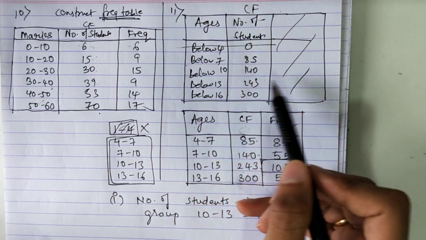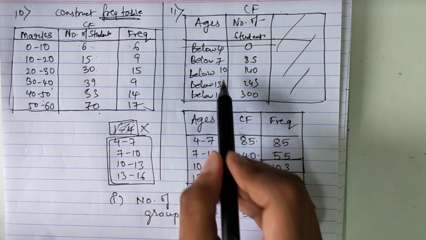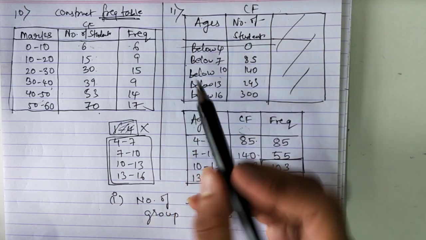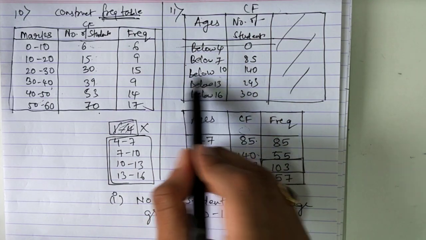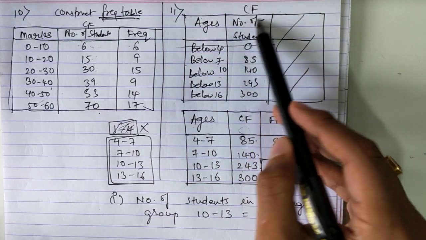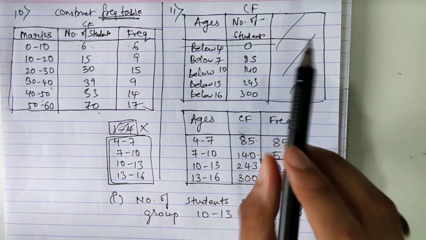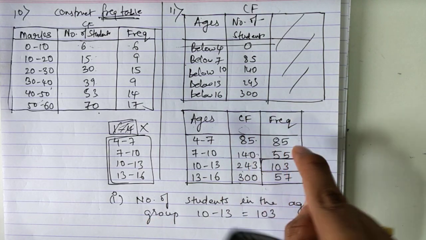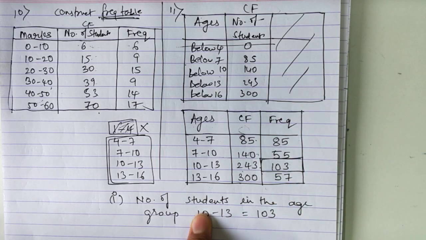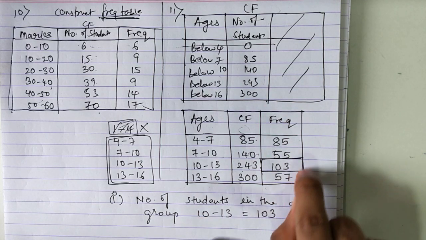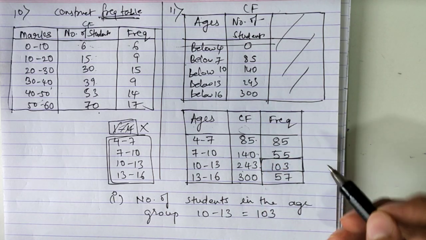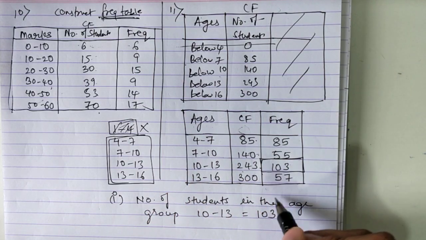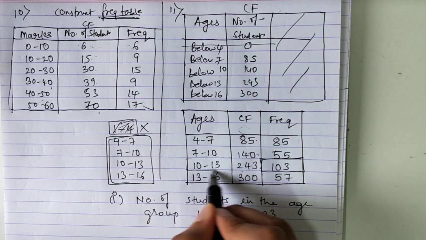This 243 indicates all the students who have age below 13. And below 13 will include below 10, below 7, below 4, everyone. So this is not a specified range. So always remember, cumulative frequency does not give you a proper value. For a proper value, you always have to find the frequency. That is why in this sum, they first asked you to make a frequency table, and then they are asking you this question between 10 to 13, so that you find the value from here and write the answer. Cumulative frequency is the sum of all the class intervals, but frequency is only about this range, 10 to 13.